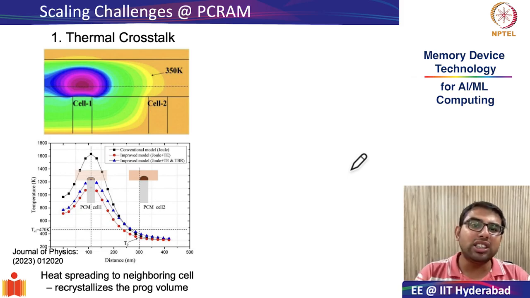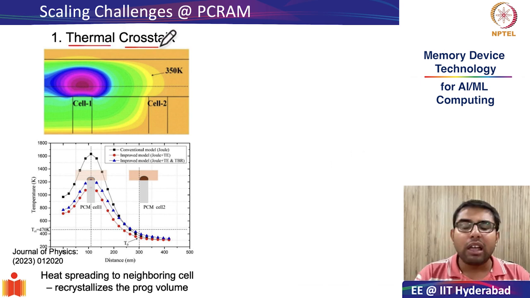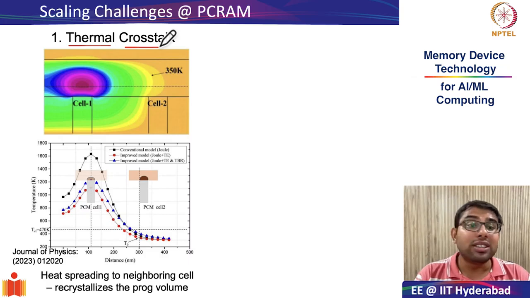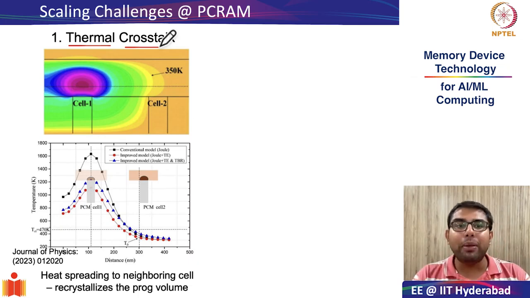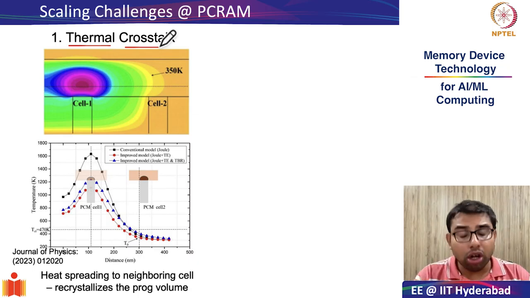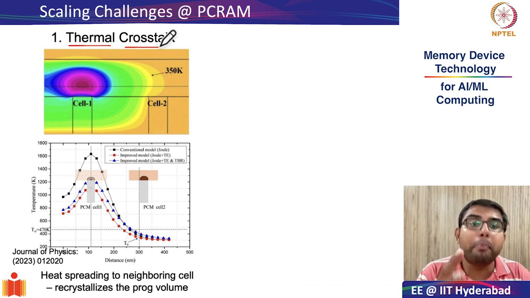The first scaling challenge is something that we briefly alluded to a few slides back. That is regarding thermal crosstalk. Remember, crosstalk is a very common phenomenon as we keep scaling different memory devices. In DRAM, we saw the row hammer effect, and we also saw capacitive coupling in the floating gates of NAND flash. However, since PC RAM is inherently a thermally driven memory, thermal crosstalk plays a very, very crucial role in deciding how close you can pack cells.